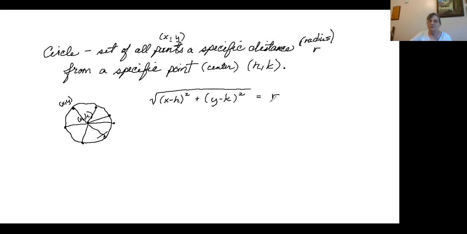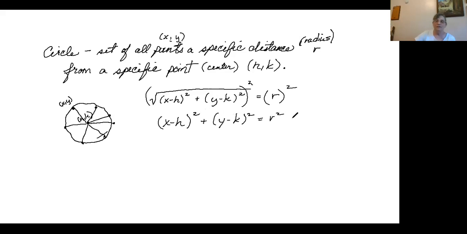Distance formula says square it, that's equal to the distance, which is R. Now with a circle, we typically don't bother writing this big square root the whole time. So we just go ahead and square both sides back again so that we've got it in the form X minus H squared plus Y minus K squared equals R squared.